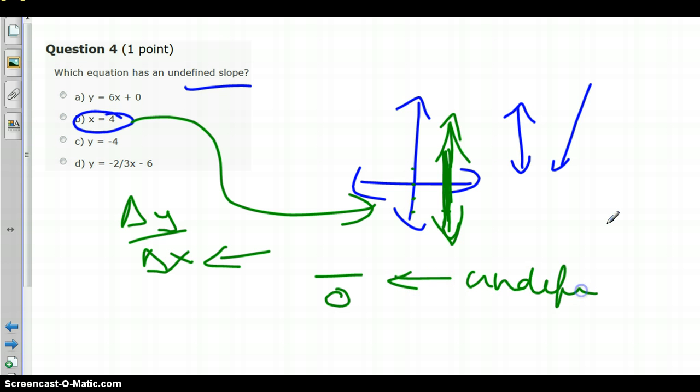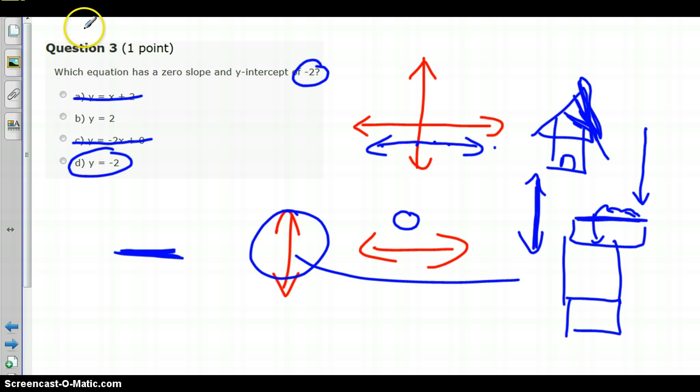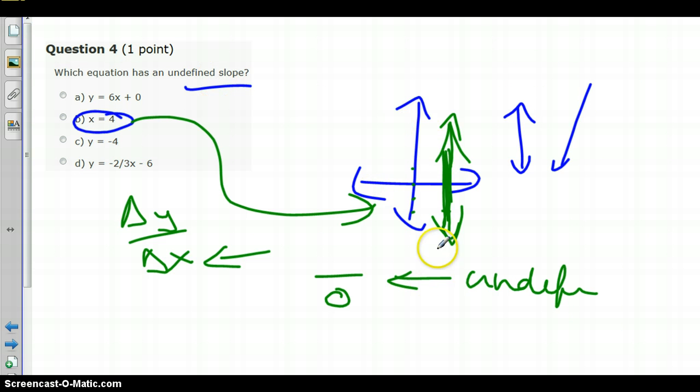In the other case, if I go back to this one, my change in y is nothing, and my change in x is something. So something divided into 0, so 0 divided by something is always 0. So this is your 0 slope. This one here is undefined. That's your undefined slope. Okay.